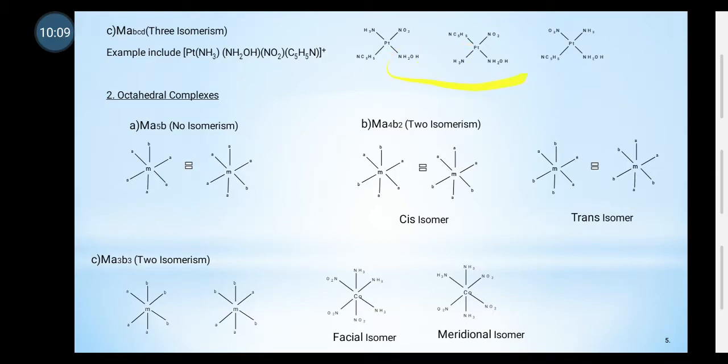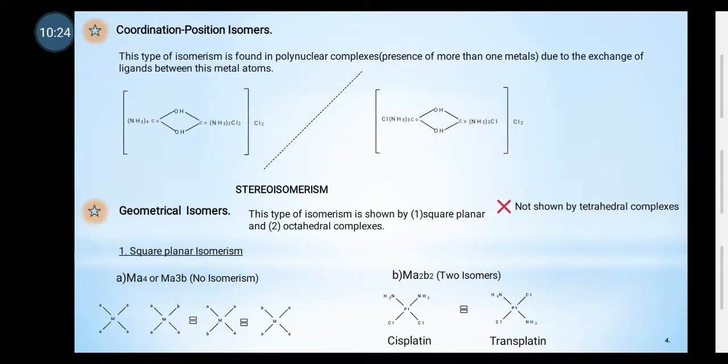NH2OH is here, NH2OH is here, NH2OH is here. We will notice NO2. So there is a change in the position of the ligands, which now gives rise to 3 isomers. But the other ones I explained do not have any isomers. These 2 have isomers, and the C has 3 isomers.